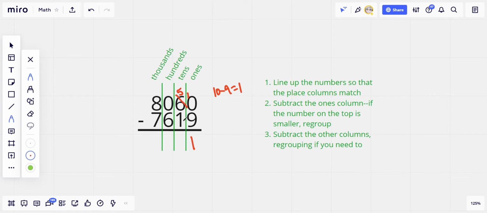Now I've got 5 minus 1. This I can do without regrouping. 5 is greater than 1, so 5 minus 1 is our next step. That equals 4, so the 4 goes down here.